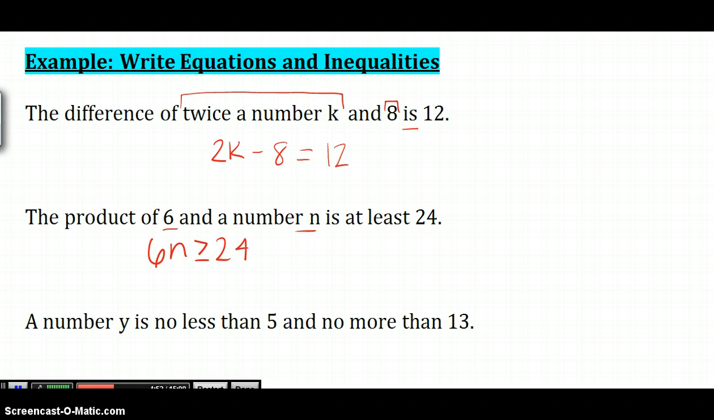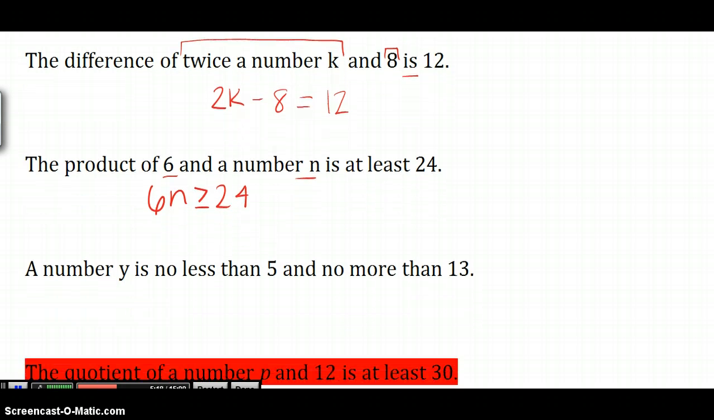If you're having trouble with this, think about it in something that you would do. If you were at a store and you said, man, I wonder how much those shoes are. And your friend said, oh, they're at least $50. If it's at least $50, it means it can equal 50. It could be $50, but it's going to be 50 or more. So it's going to be greater than or equal to that. Let's do the last one.